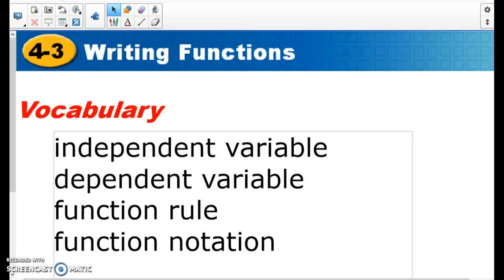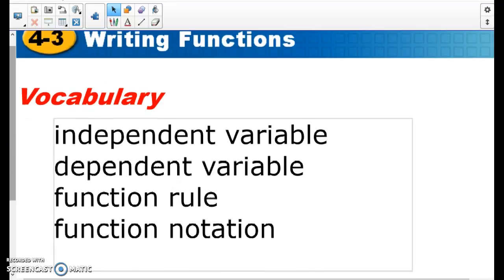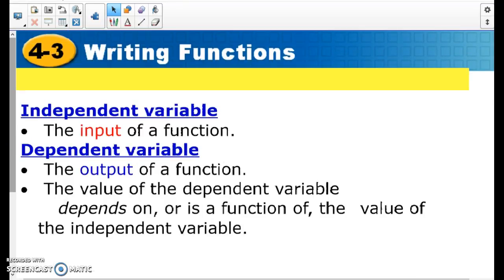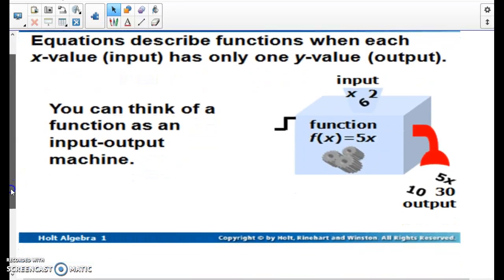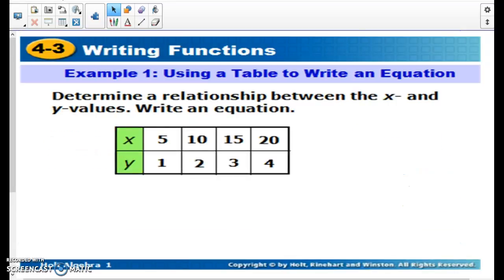So I think we kind of talked about this a little bit the other day, what a function was and how we might have called it something different when we were younger. Some of us might have called it a function machine or an in and out box, something like that. So this is what I'm talking about. So what happens if you put a number in and a number comes out? What's happening to that number while it's inside the machine?